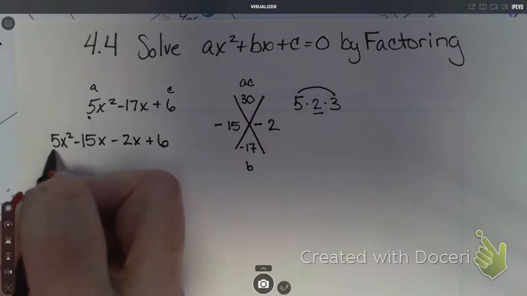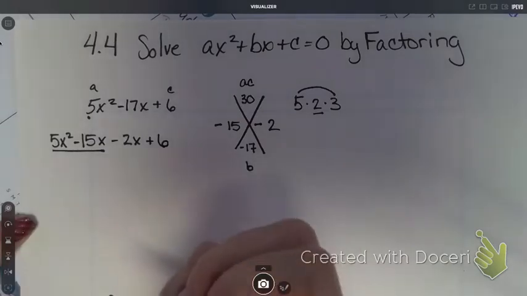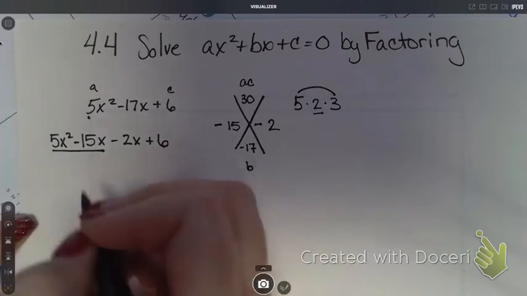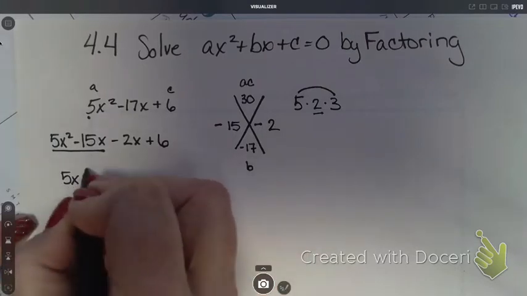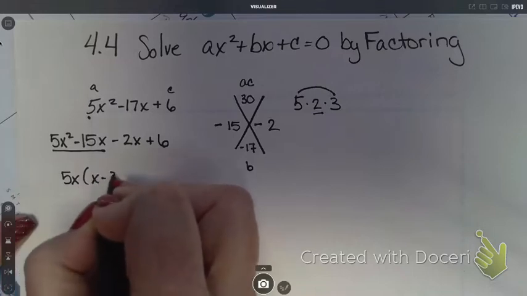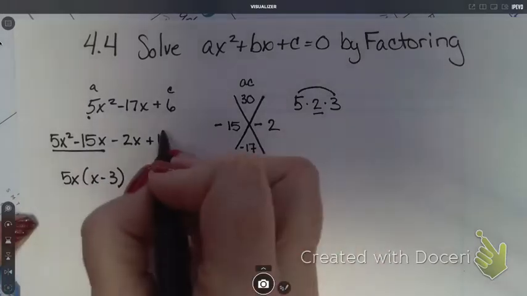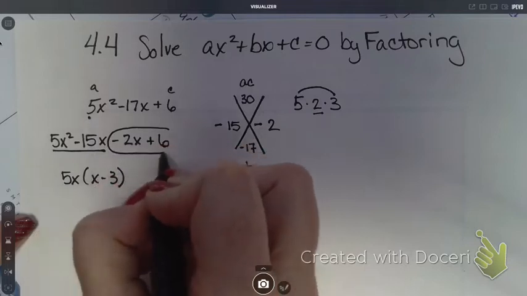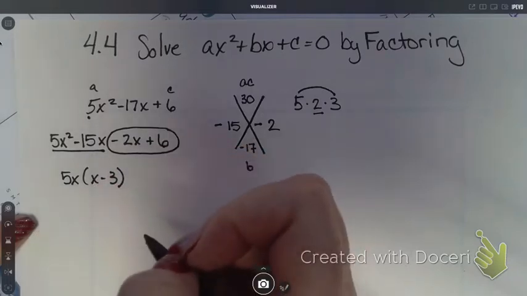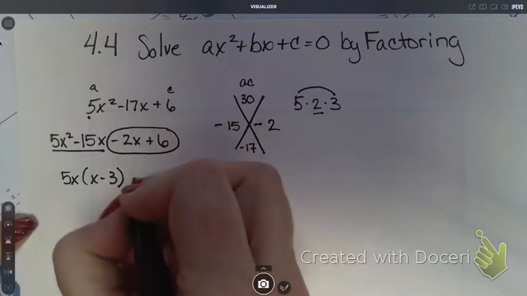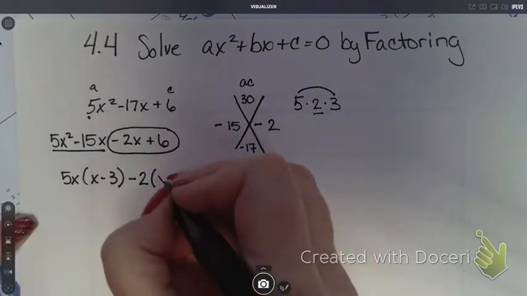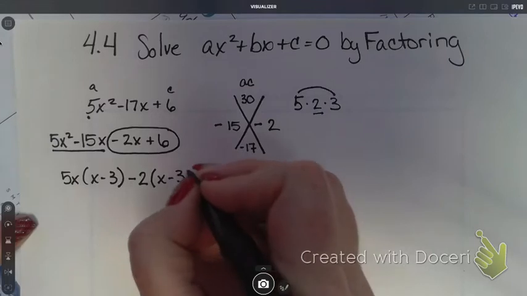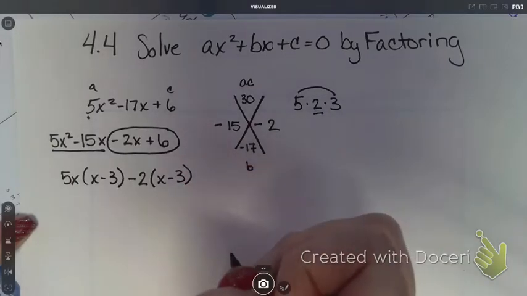Group the first 2. What do they have in common? 5x. So I have x minus 3. Now what do the second 2 have in common? What has to come with it? The negative 2. And what am I left with? x minus 3. So did I do it right so far?